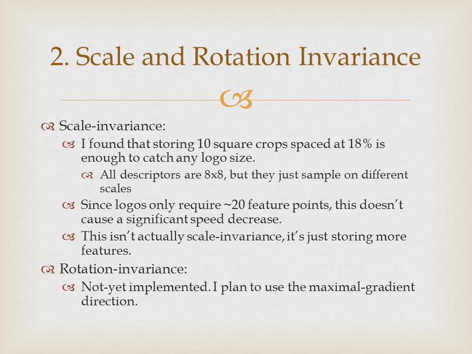I only used 20 feature points for any of the logos, and I felt that was enough. So that's just checking 200 different feature descriptors, not too bad. I haven't implemented rotation invariance yet, but I think I'm going to find the direction of the maximal gradient and just rotate everything in that direction.